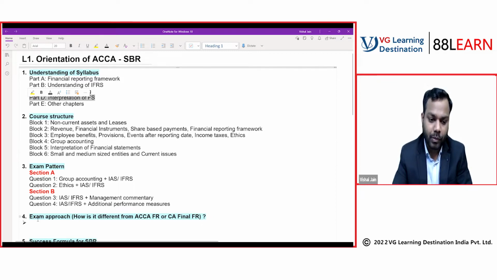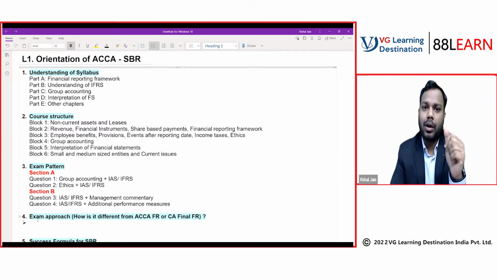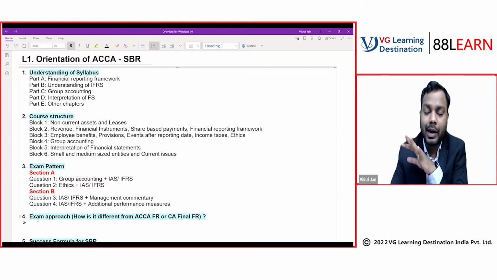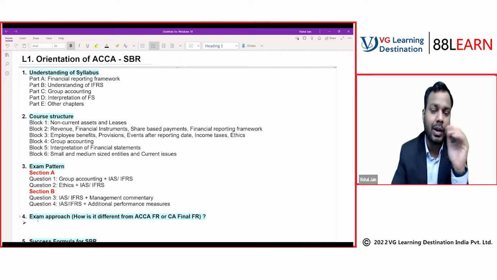Now, guys, again, before we start the discussions, a few things. In the class, I'll start everything from scratch, assuming that you don't have any understanding or you have forgotten everything you studied in CA final or ACCA skill level.